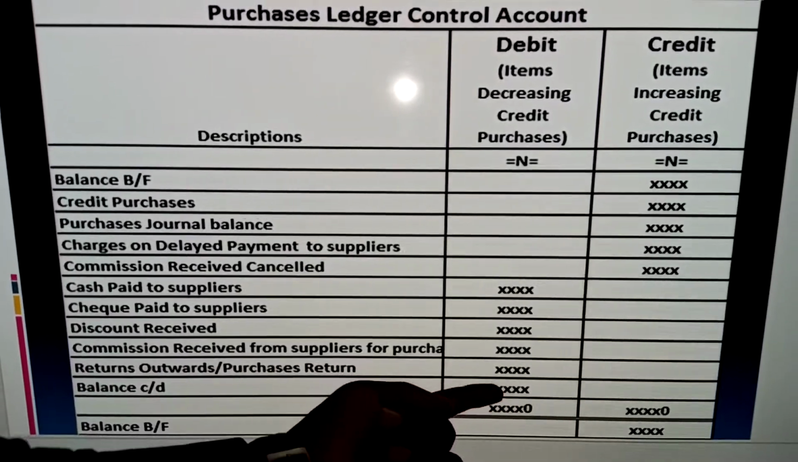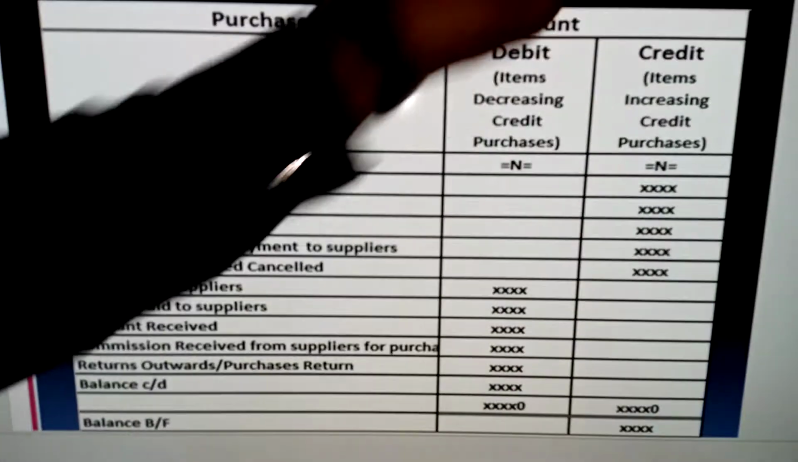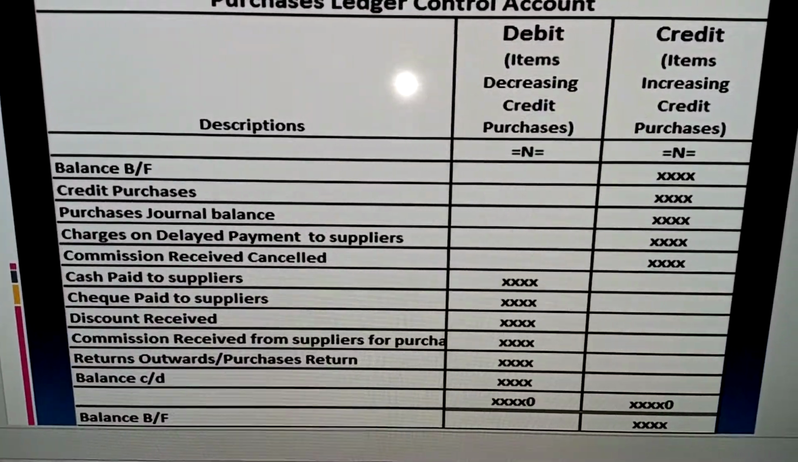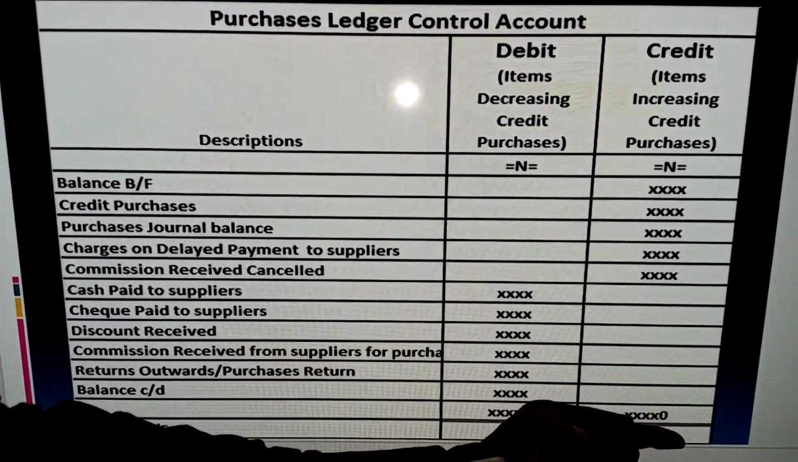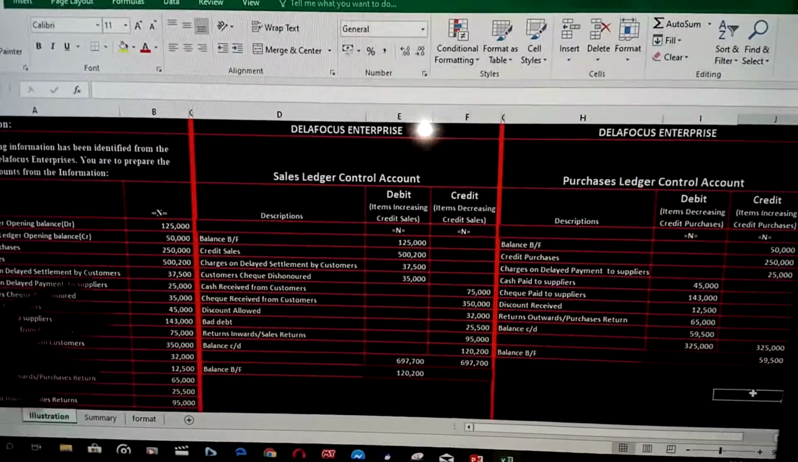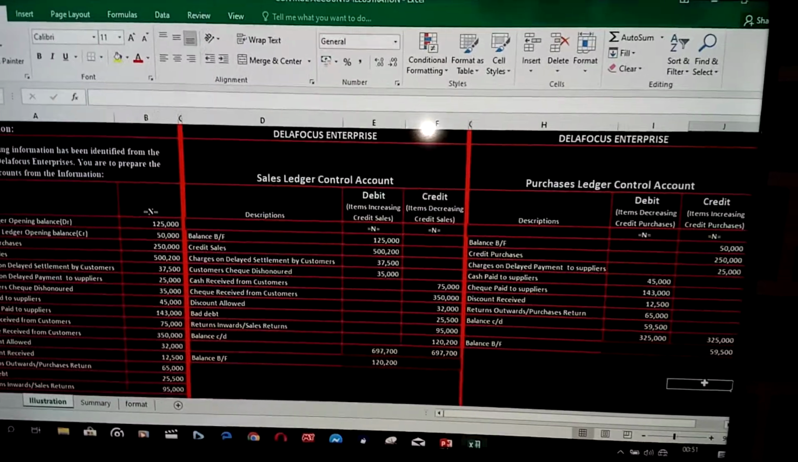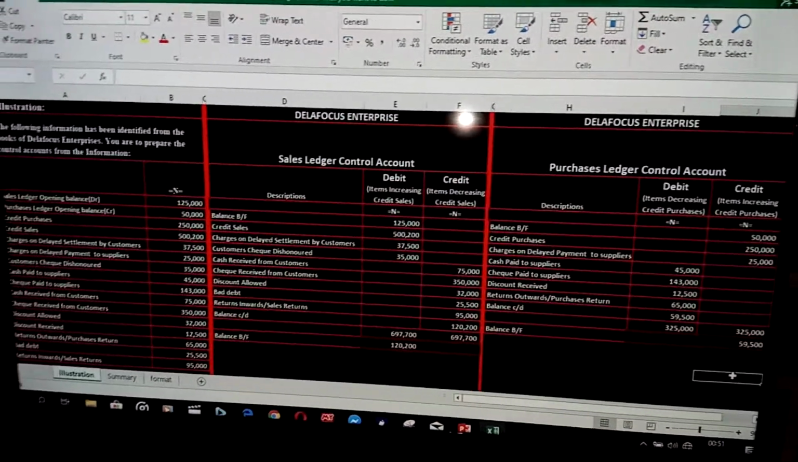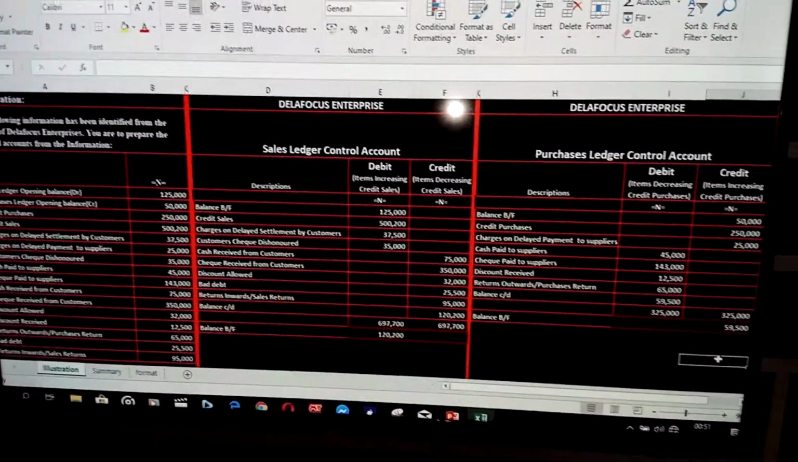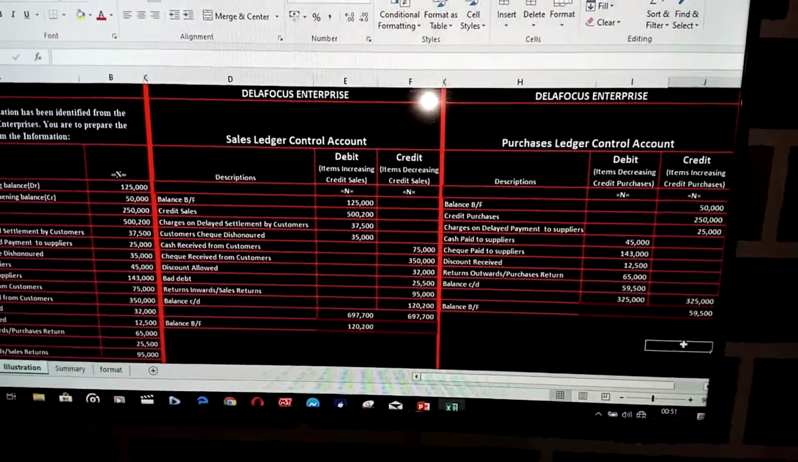Balance carried down here is in the debit side. That means the credit side is higher than what? Debit side. So it becomes balance brought forward in the credit side. Now, this is an illustration on the preparation of the sales ledger control account and the purchases ledger control account.